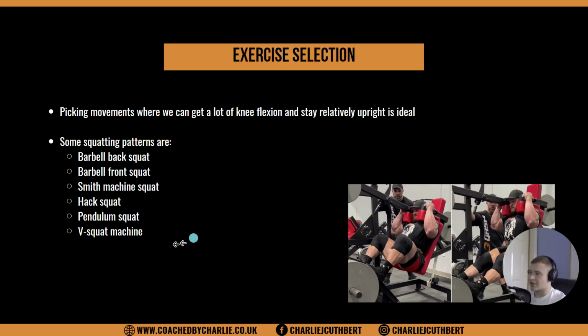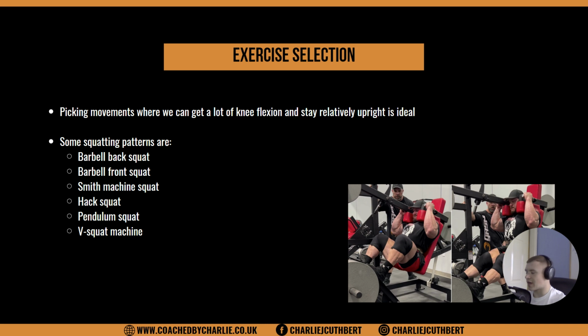And as for exercise selection when it comes to training your quad, you want to pick movements where you can get a lot of knee flexion and you can stay relatively upright. Granted, it's not a machine. What I mean by that is things like a barbell back squat, barbell front squat, Smith machine squat are some good options where you have the importance of maintaining an upright position.